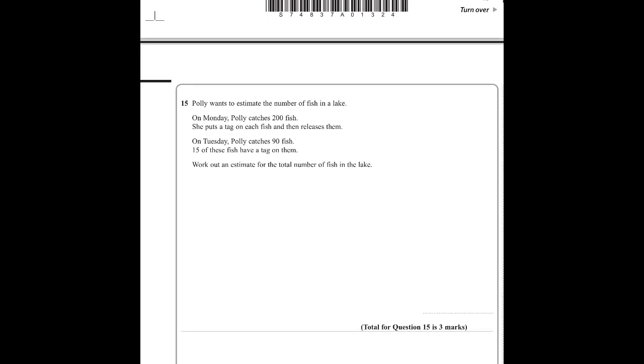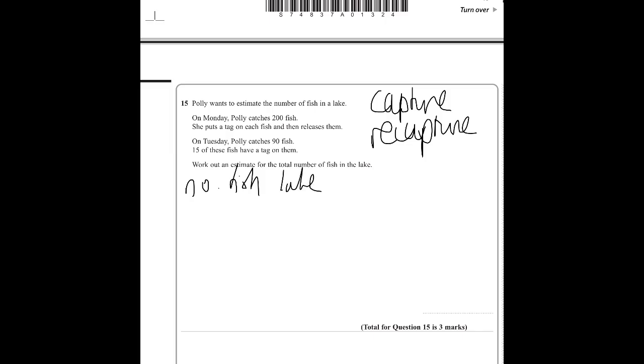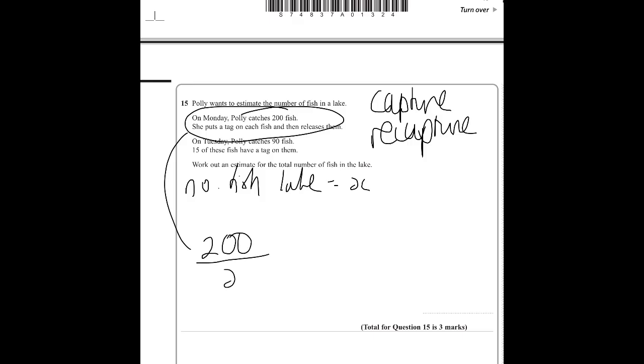Number 15. Okay, so this topic is called capture recapture. It's quite a popular question. So think about it this way. Polly catches 200 fish. So we'll say the number of fish in the lake, we don't know what it is, we'll just call it X, right? So think about this first line. The fraction of fish she catches on day 1 is 200 out of X, the total number in the lake.